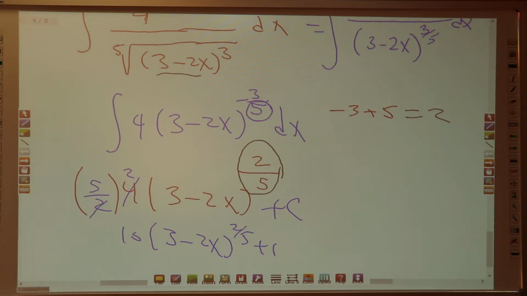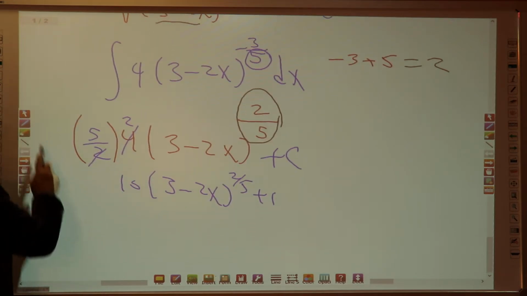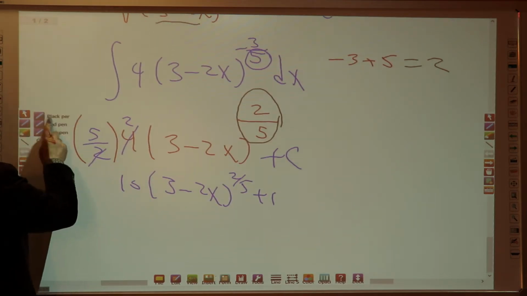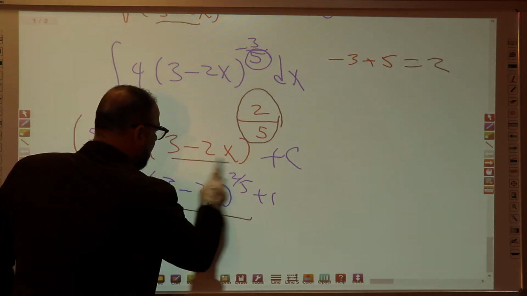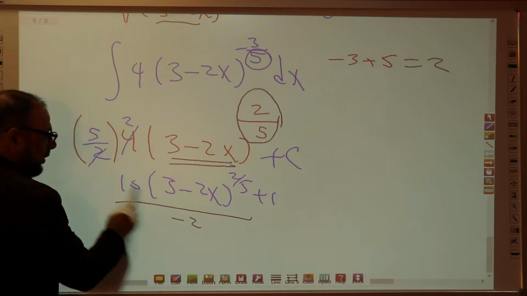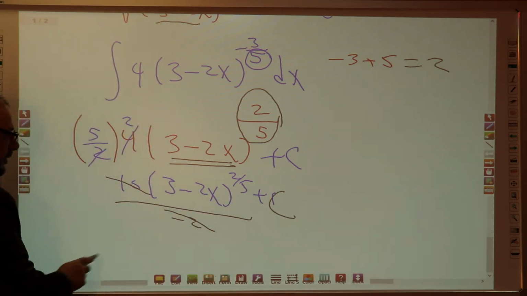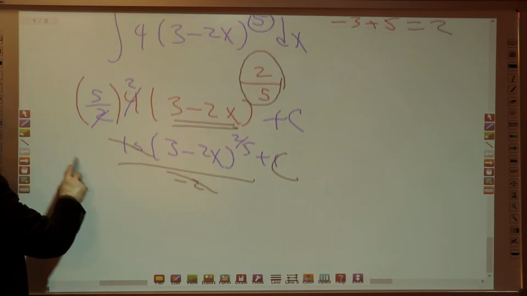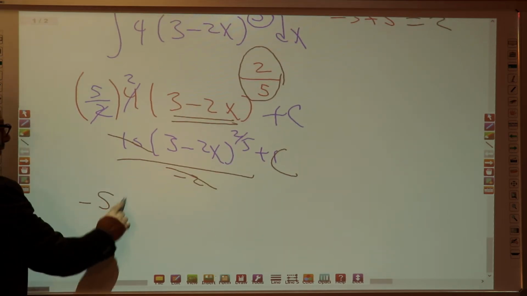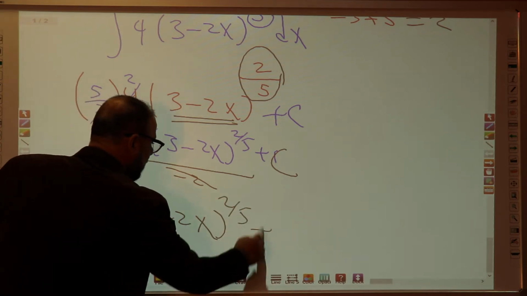Now the last step is to divide all my answer by what? By the derivative inside. What is the derivative inside? Negative 2. Now this cancels with this. C is the most important stuff. So the answer is negative 5 times (3 minus 2x) to the 2 over 5, plus C.